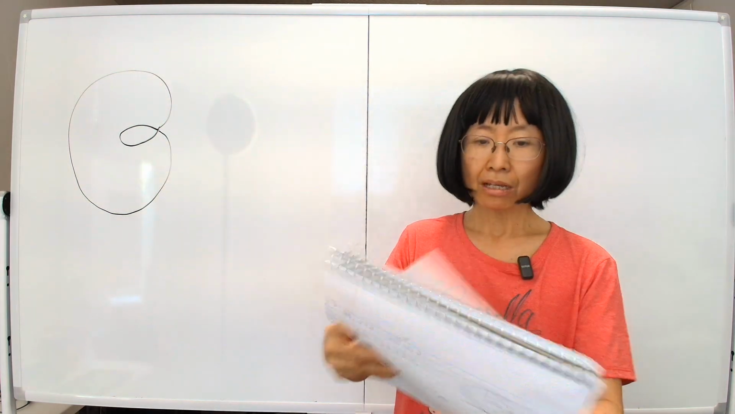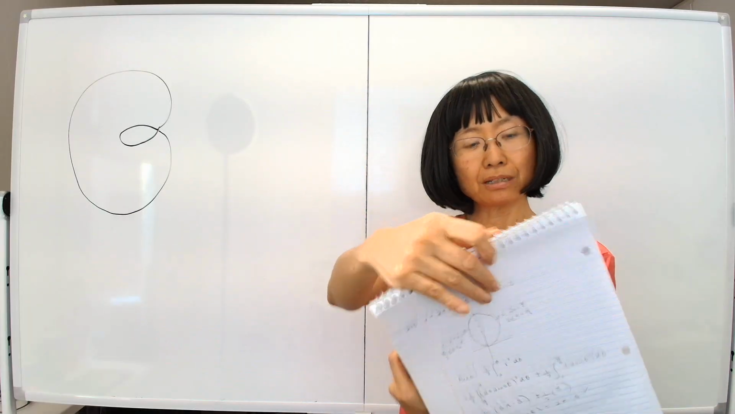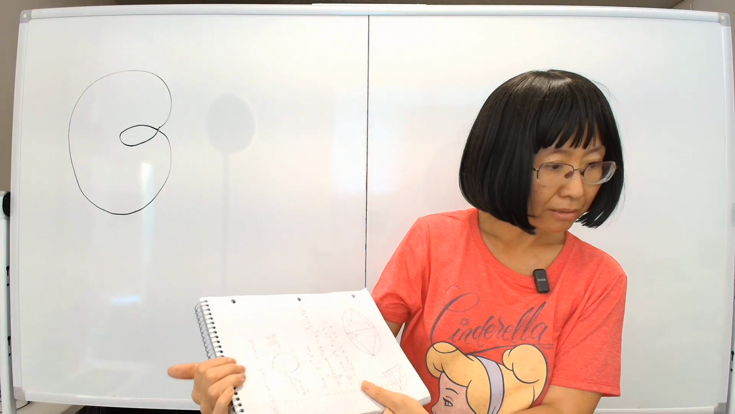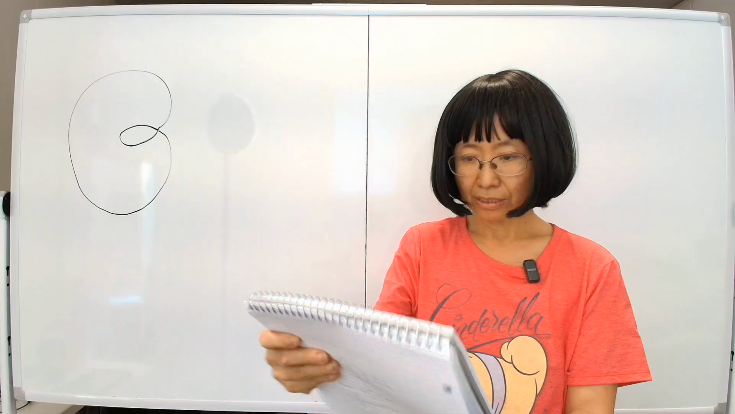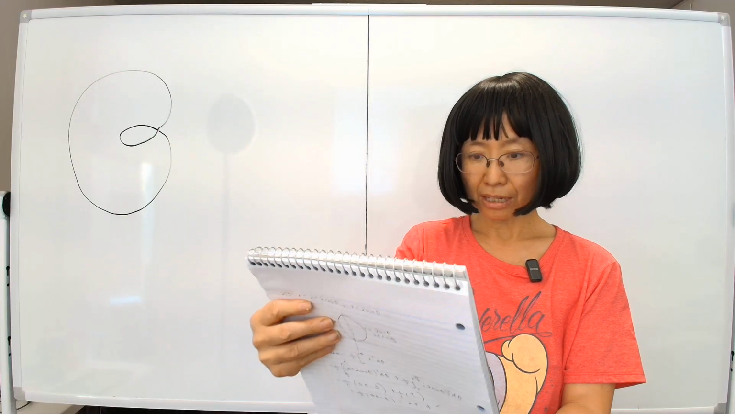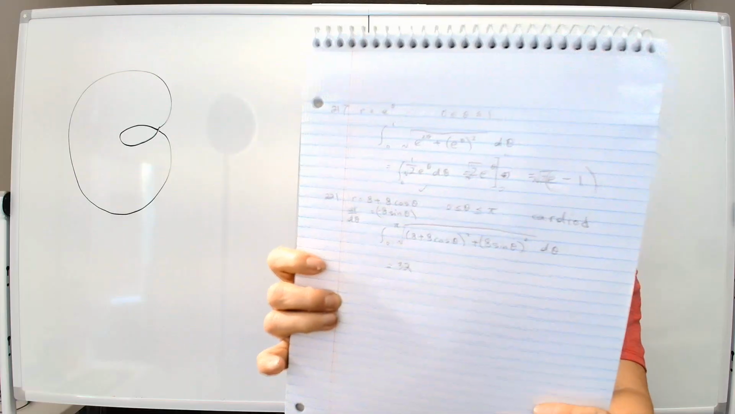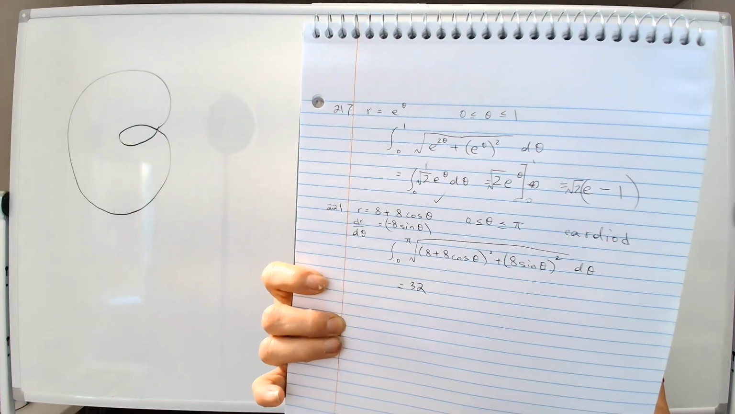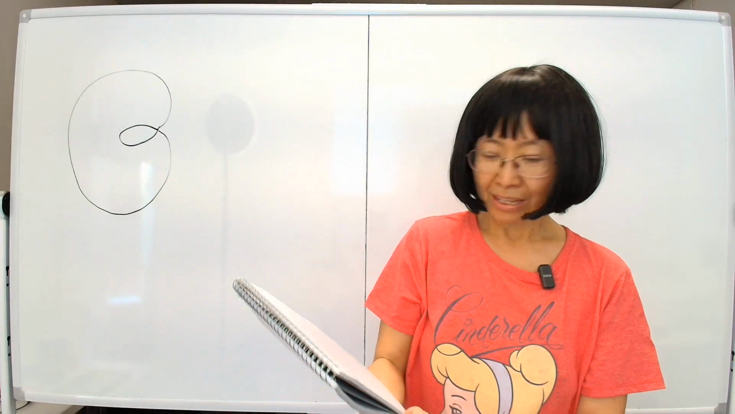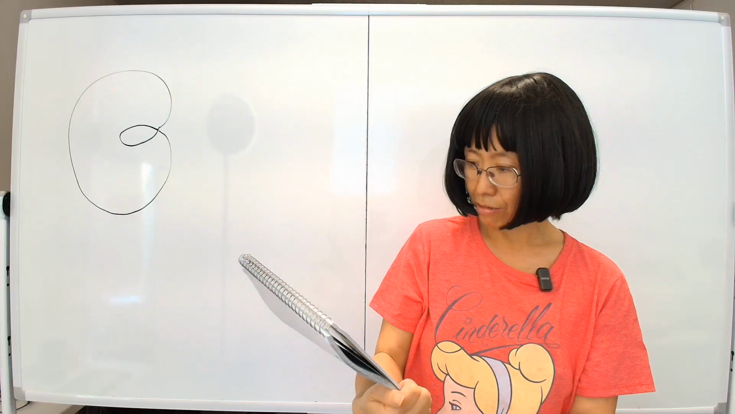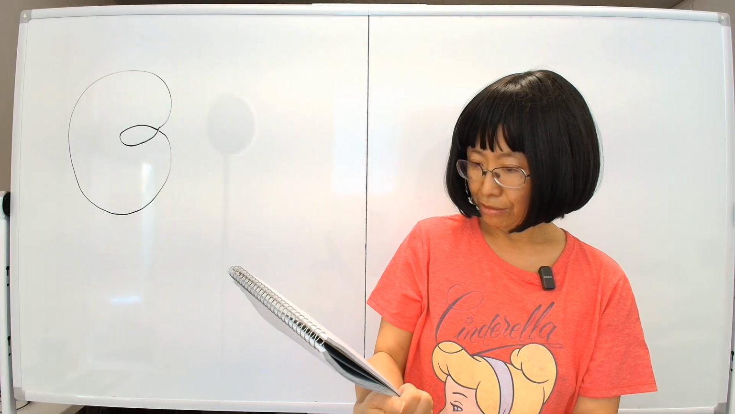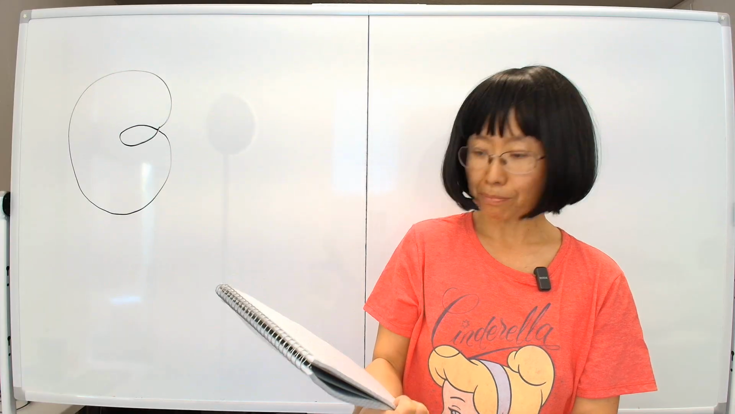Next, I need to do 200, what is that? 217. There's nothing to say about 217, really. I will show it to you since I already did it, but there's nothing worth mentioning. And next, 221, what are we doing here? I think this is probably the arc length.